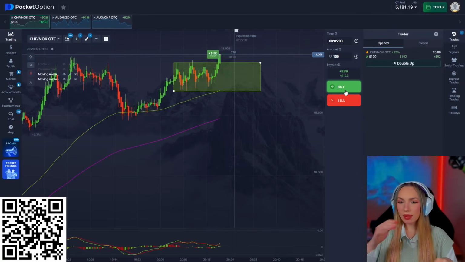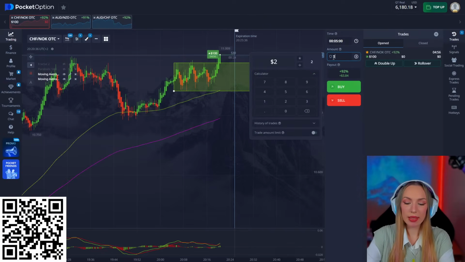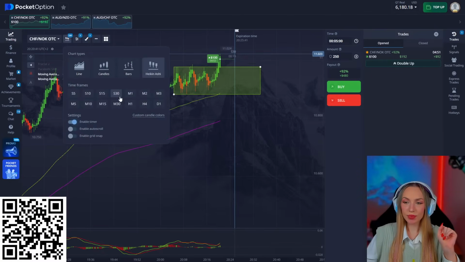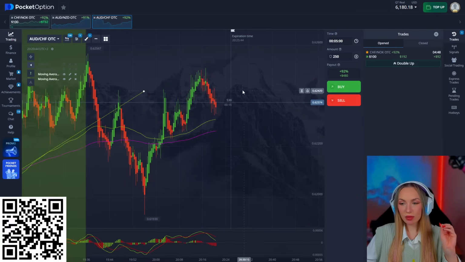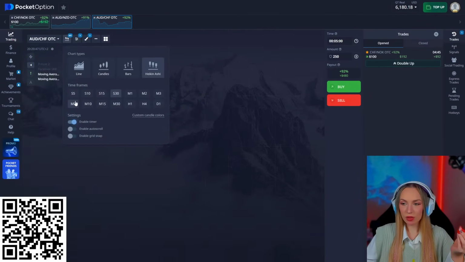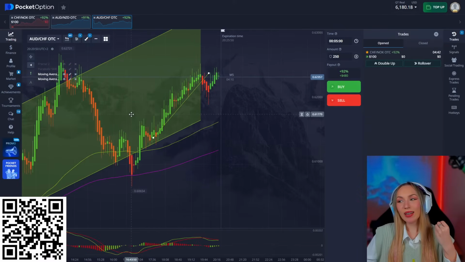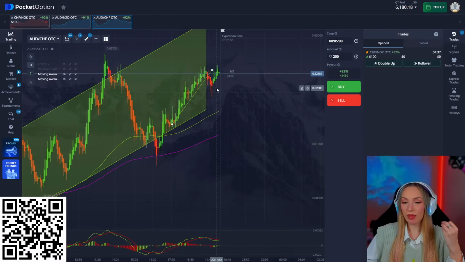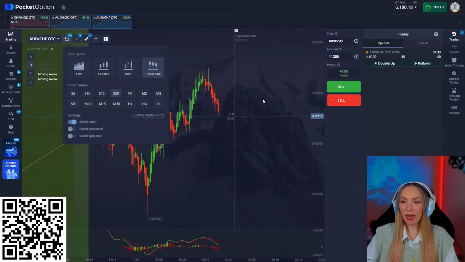Okay, 5 minutes, $100, I'm in again, but this time for 5 minutes. I hope that this one for 5 minutes is going to be profitable, because I just wanted to prove first of all to myself that it's better and less risky to open the trades for 5 and 3 minutes than for 1-2 minutes.